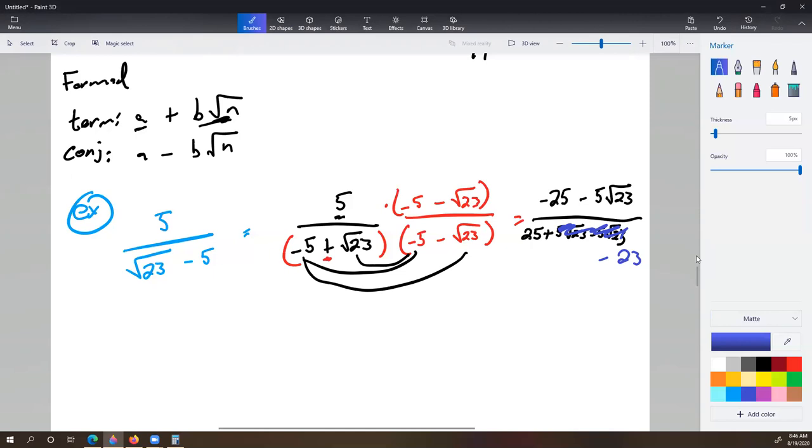So to simplify this, up top, nothing more we can do, right? Negative 25 minus 5 square root of 23. That's awful. That's disgusting, but that's what it is, and there's nothing we can do about it. On the bottom, we have 25 minus 23. That's just going to be 2. And we have odd numbers, and we're trying to divide them by 2. Nothing we can do there. So that's going to be it.